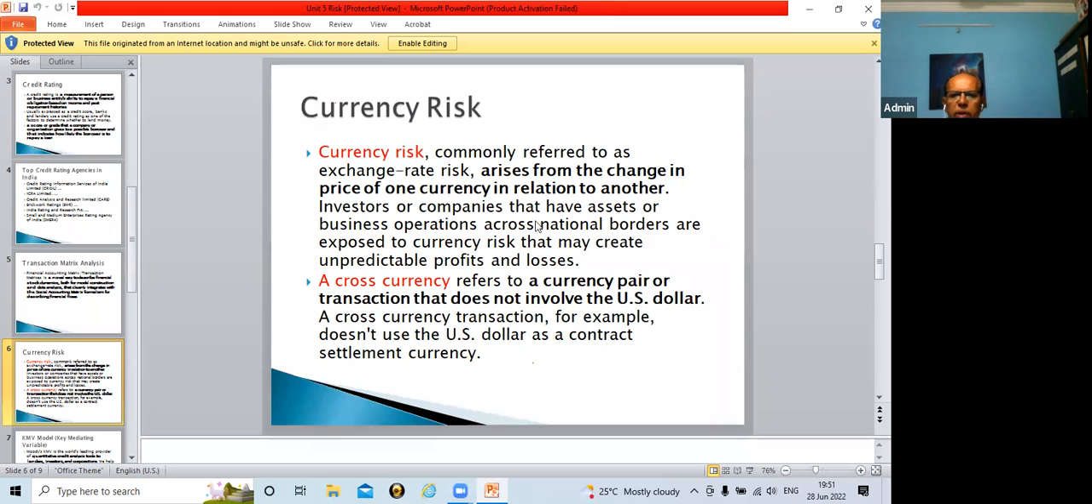Investors or companies that have assets or business operations across national borders are exposed to currency risk. Companies that have their business in the rest of the world other than their own country are exposed to currency risk. Now suppose IT companies generally have their offices in different countries, like a USA based company.